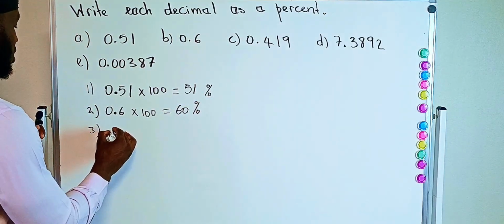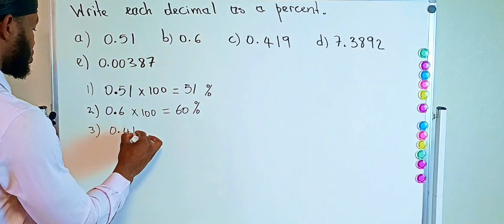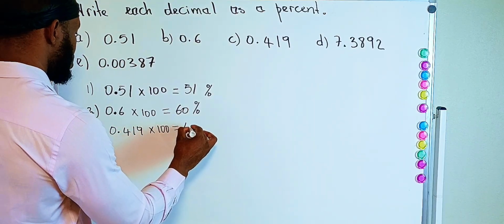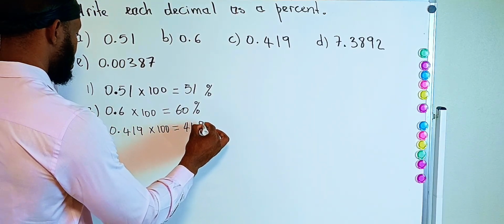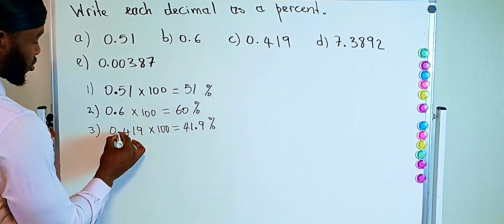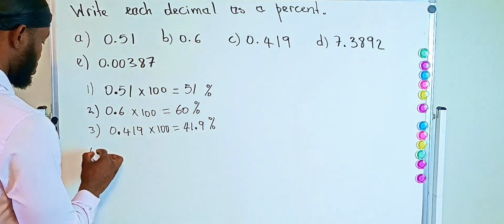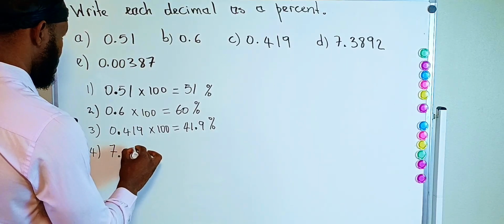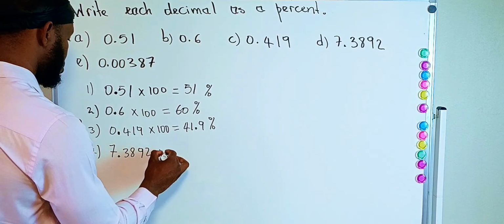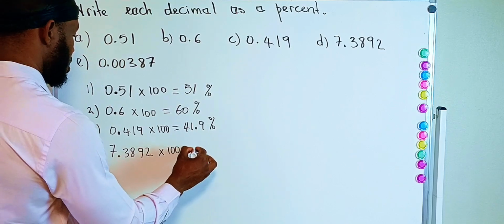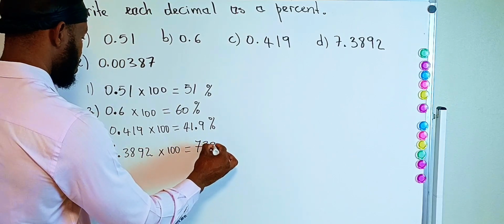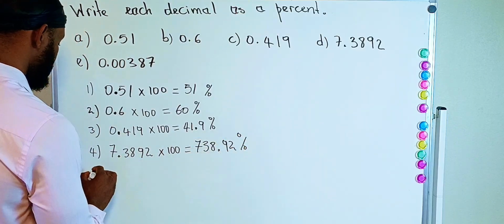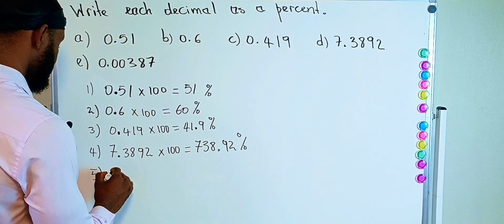For the third one, it's going to be 0.419 multiplied by 100 equals 41.9%. That means you move the decimal point 1 and 2 times. So 4, that's going to be 7.3892 multiplied by 100 equals 738.92%.